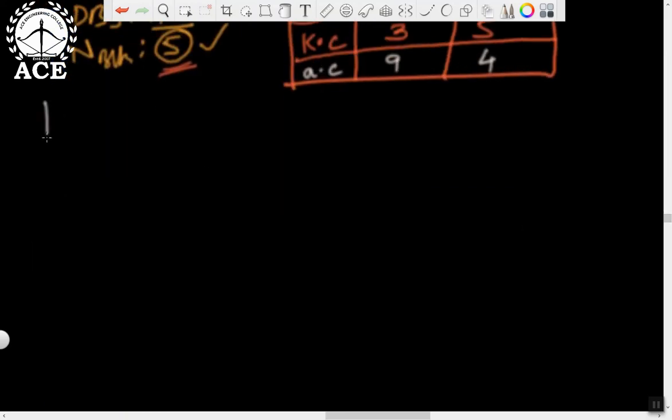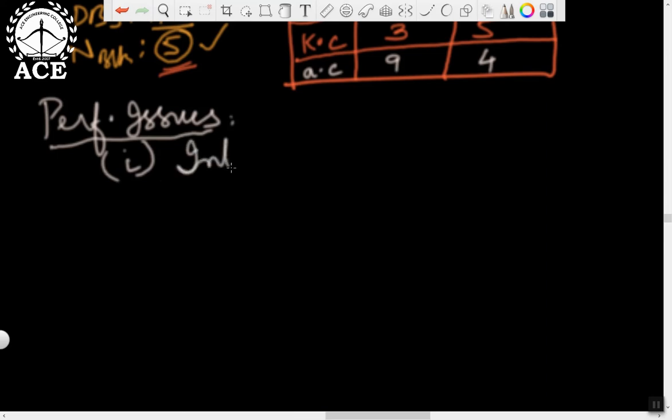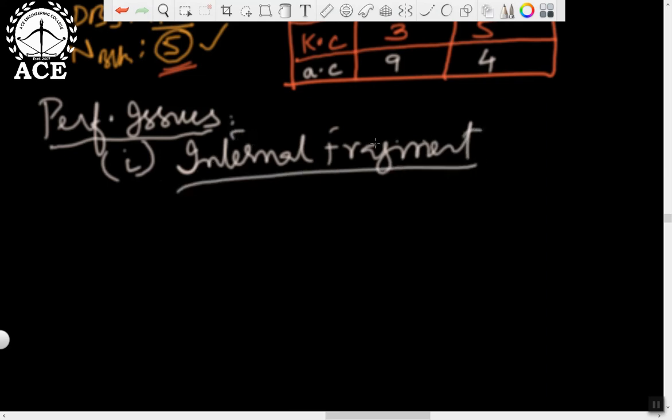Then what are the performance issues of contiguous allocation? Can it suffer from internal fragmentation? Yes, it can suffer from internal fragmentation. What does it mean? If the last block is not fully utilized, then definitely the space left over in the last block will go to waste in the form of internal fragmentation.